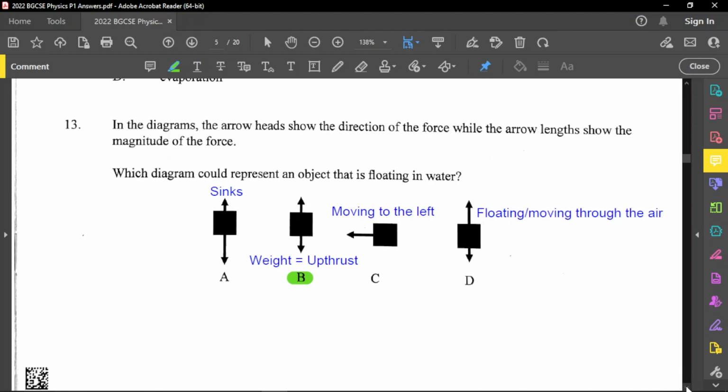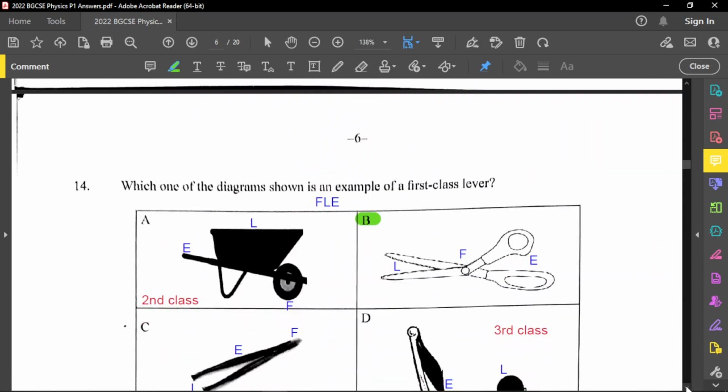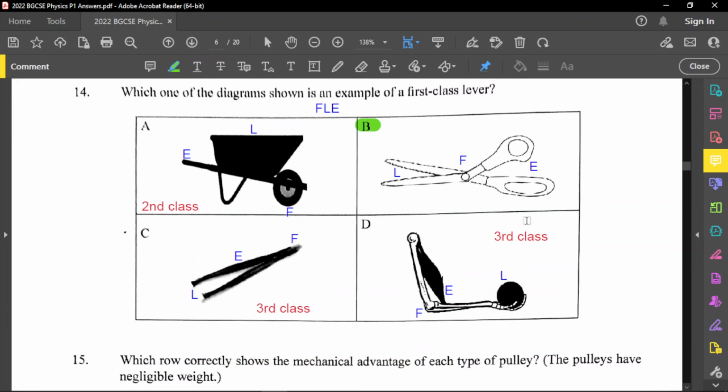All right. And so question number 14 is, which one of the diagrams shown is an example of the first class lever? So looking for a first class lever right here. And I want to give a little thing to help you remember and understand types of levers or simple machines, right? And so I use FLE. And so FLE, whatever is in the middle, it is that type of lever.